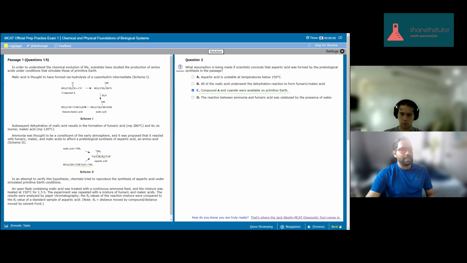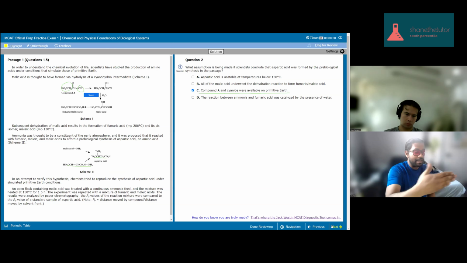The assumption is, if they're saying that this is how amino acids formed on primitive Earth, they are making the assumption that the things that they're saying made the amino acids have to have existed on primitive Earth. Yeah.